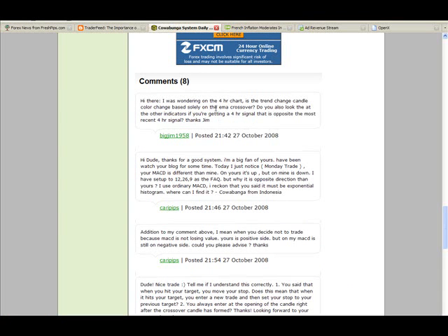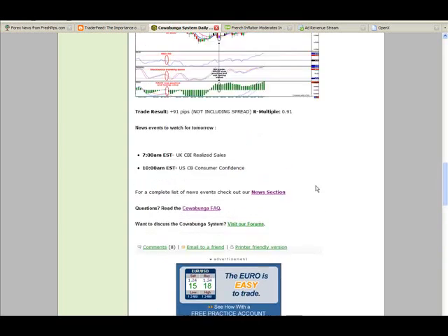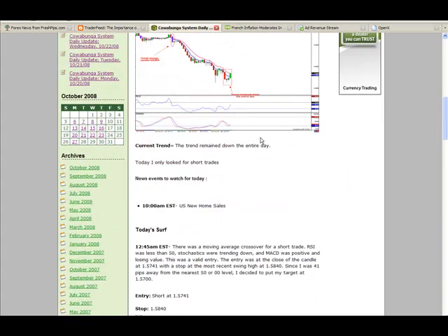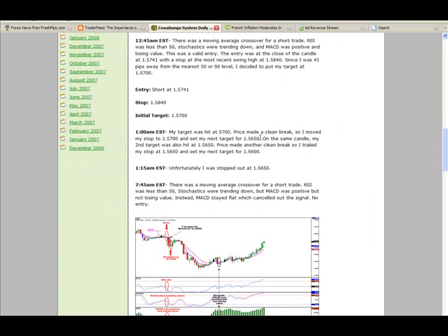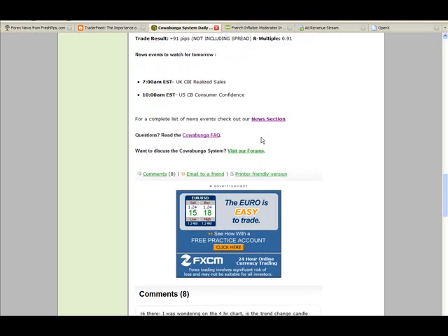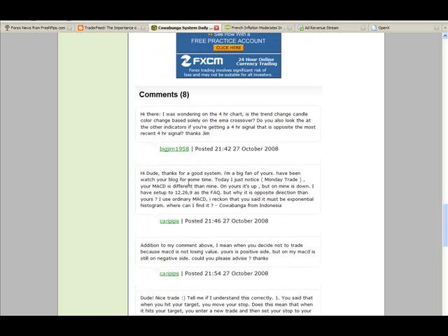First one, Big Jim. I was wondering if the 4-hour chart trend change candle color change is based solely on the EMA crossover. No, if you take a look at this link right here, read this first. It talks about my trend change candles, and I do look at a crossover, but also at RSI and stochastics as well. Those have to line up. So hope that helps. Take a look at those links, and that should answer your questions.